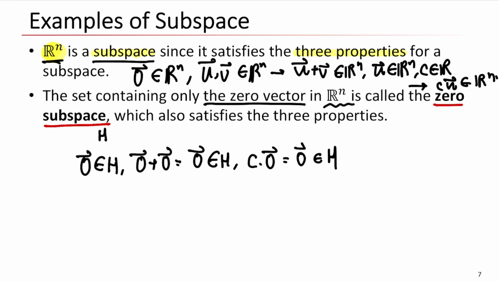The set containing only the zero vector in Rn space is called the zero subspace. By the way, do you know what the zero vector in Rn space is? The zero vector means 0, 0, 0, 0, 0, where the number of zeros is n. This is the zero vector. So these are the examples of subspaces.